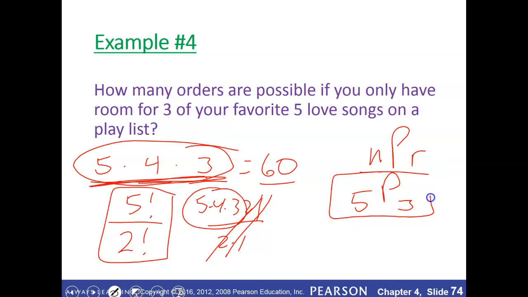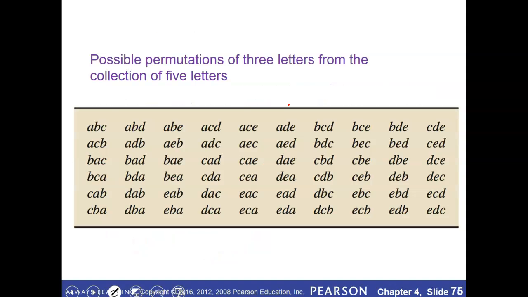To put this into my calculator, I'm going to start by pressing the 5. Go back to your regular mode, press 5, and then go to your math button, over to PRB, and you can see the second thing down is NPR. If you press that, it'll have the 5P, and then you press the 3, and that gives you 60. This is a permutation because I want to select a certain number out of a bigger number, and I want to put those in a particular order. These would be the 60 different possibilities.